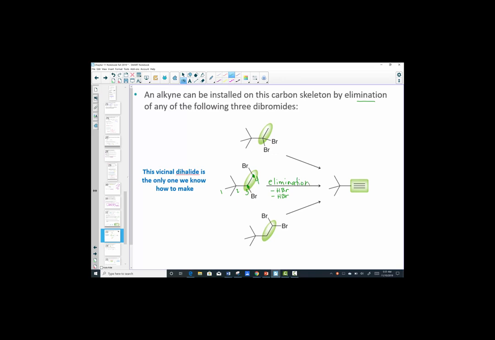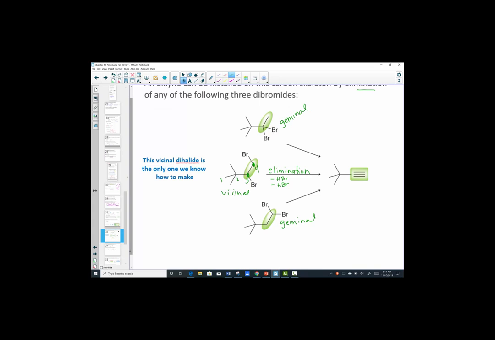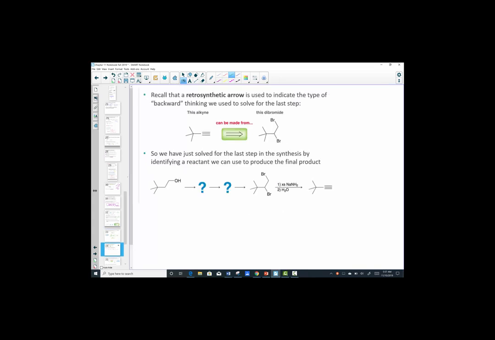What reagents have we learned that can take a vicinal dihalide, that's bromines on carbon 3 and 4, not on the same carbon, that would be geminal, but on two different carbons involved in the bond? So this would be geminal. This also is geminal. And the term here is vicinal. So what tools do we know to do that? And again, go back and find those tools that you've been working to practice with.